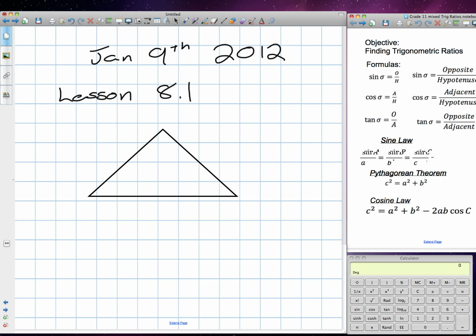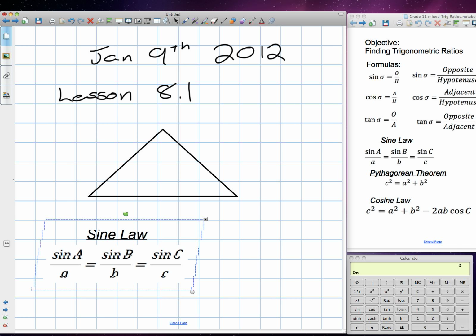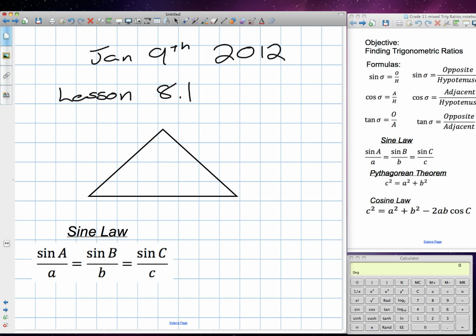This is the law you guys are going to have to memorize for the test. The law says sine A divided by side A is equal to sine B divided by side B is equal to sine C divided by side C. We're going to make sense of all this.